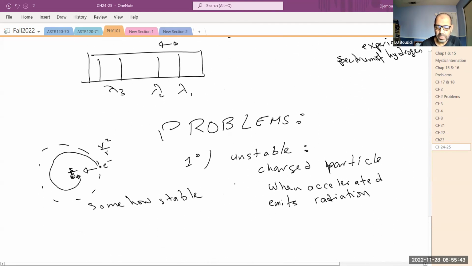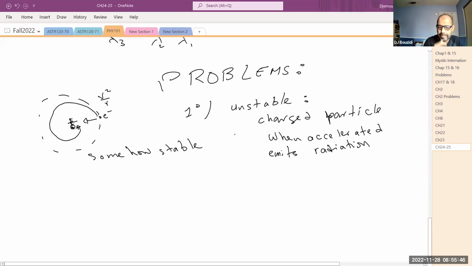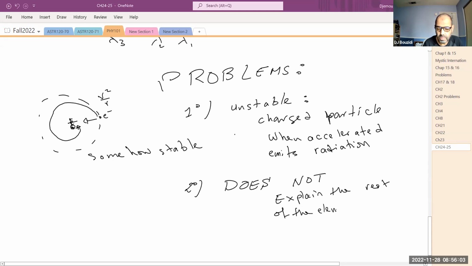But as I was saying, there is this problem. Problem 2, actually, and it's also another major problem. This does not explain the rest of the elements. Okay, in the periodic table, there are some 100 and something elements. I know a lot of them are artificial, but at least in nature, there are some 92 elements in the periodic table, almost 100. So if you only have a theory that explains one of them, but fails to explain everything else, that's a problem.